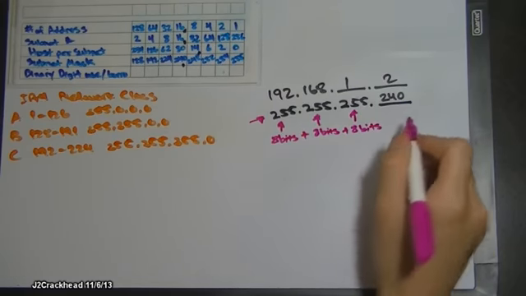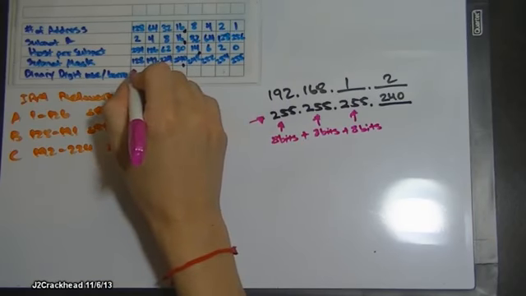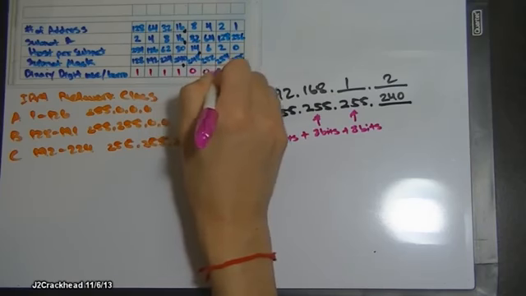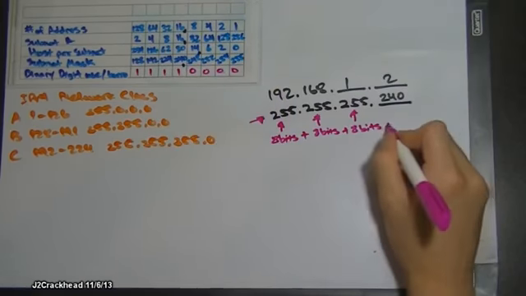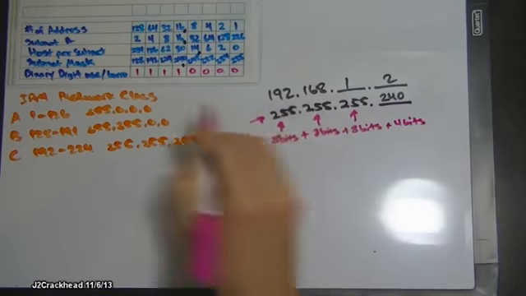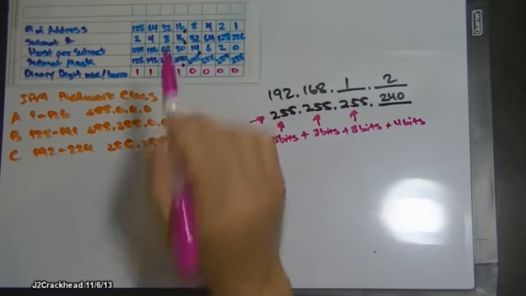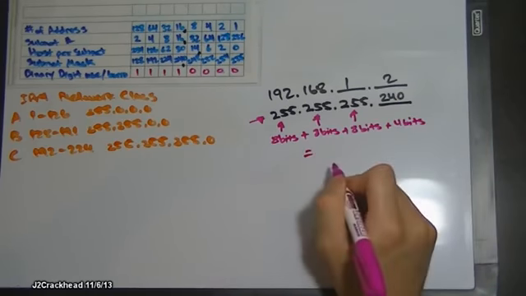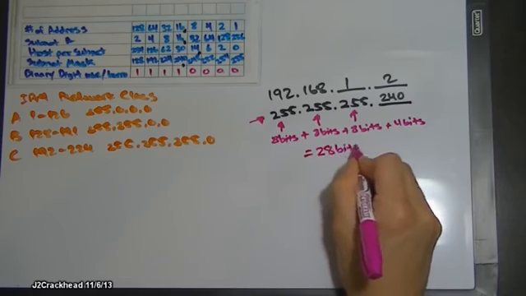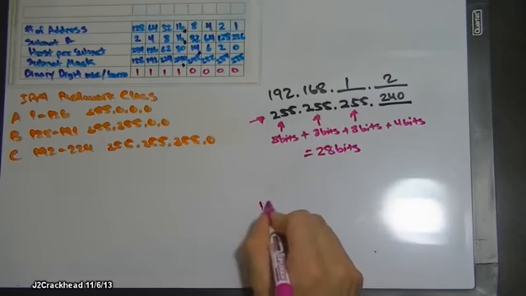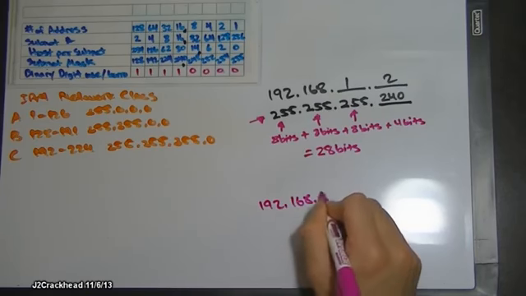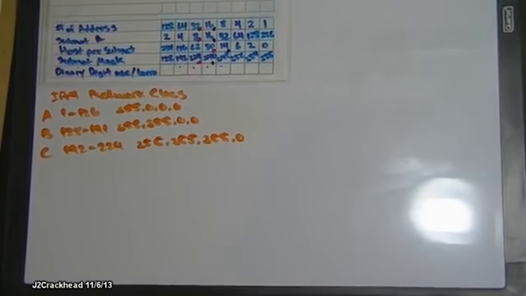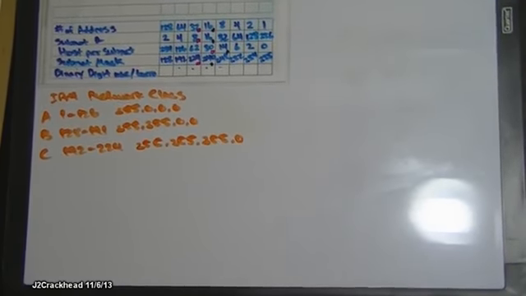And then for 240, you use this chart right here to determine it. It will be 11110000, so it will be 4 bits because you have four 1s. Then all you do is add these up, and that will equal 28 bits. And this is how you write it: 192.168.1.2/28.